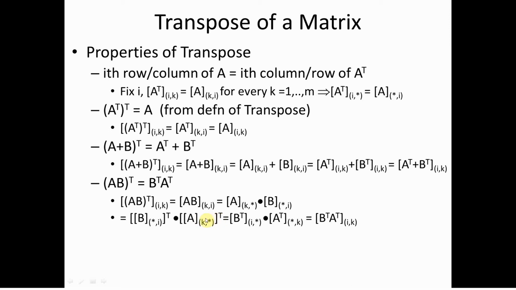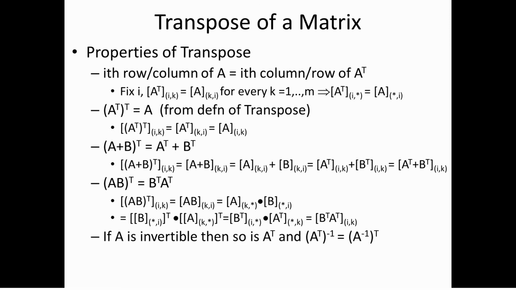But we know that the transpose of the kth row is the kth column for A transpose, and we know that the transpose of the ith column is the ith row for B transpose. So now we get that this is the product of the ith row of B transpose times the kth column of A transpose, which is the kth element of B transpose times A transpose. So it's a little tricky, but worthwhile going through. If you don't use this sort of notation, the proof becomes very, very cumbersome.